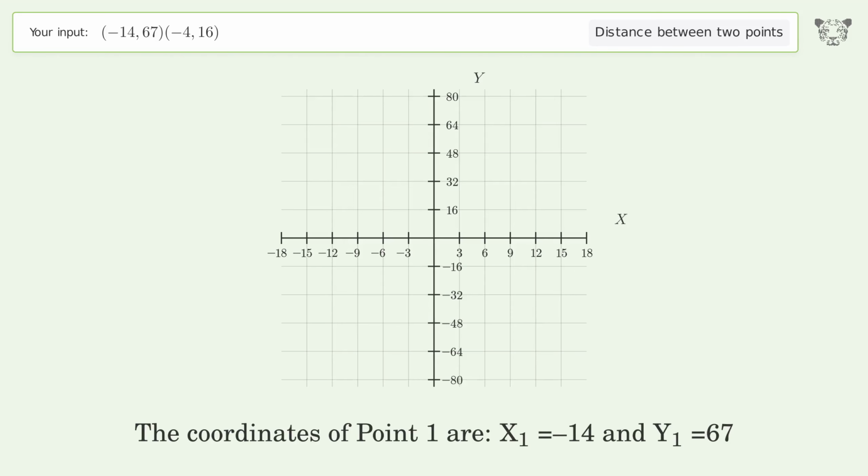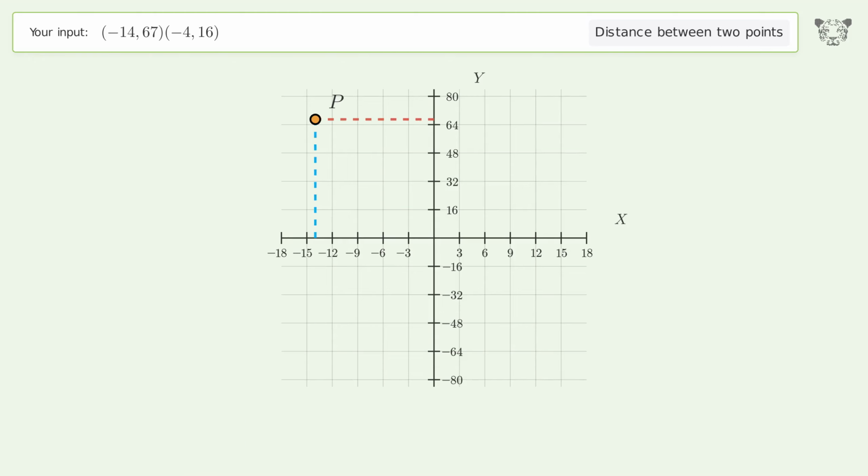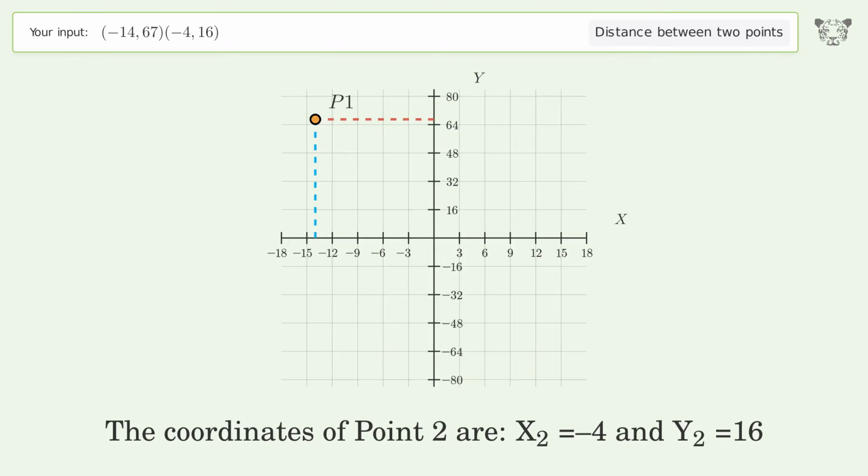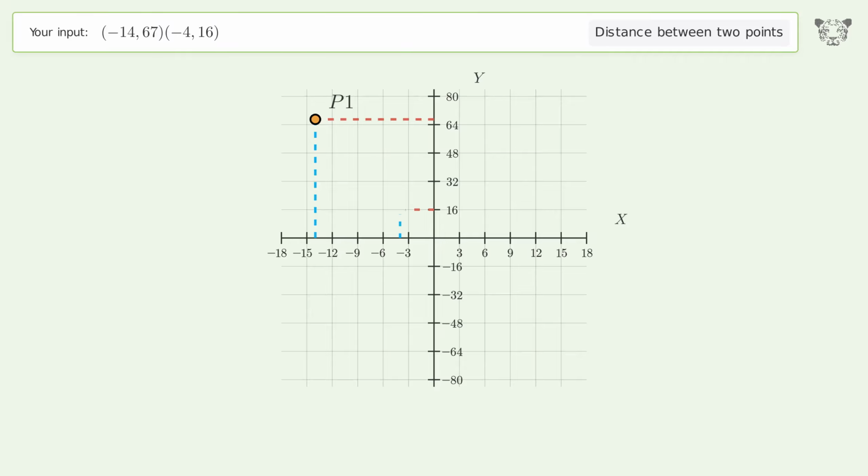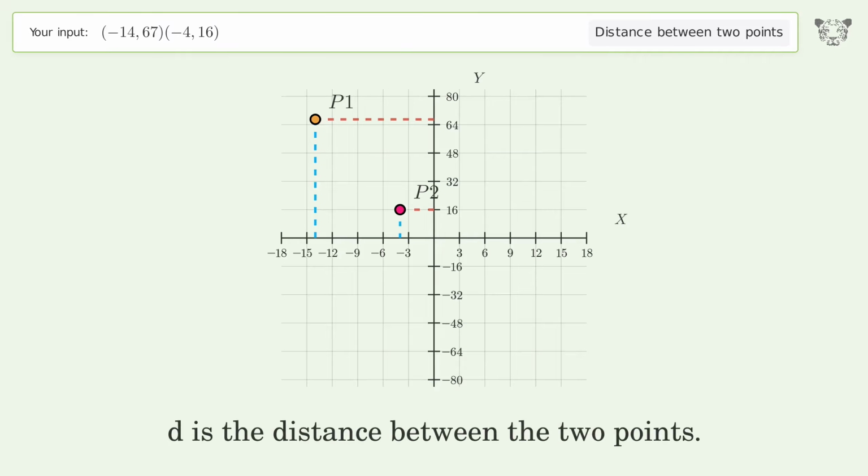The coordinates of point 1 are x1 equals -14 and y1 equals 67. The coordinates of point 2 are x2 equals -4 and y2 equals 16. D is the distance between the 2 points.